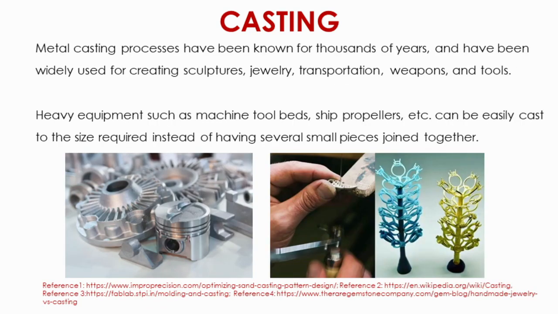Metal casting processes have been known for thousands of years. Human beings have been using casting processes since long ago, and they have been widely used for creating sculptures and jewelry. As you can see in the picture on the bottom right, these jewelries are made using castings. Then there are manufacturing parts, for example machine tool blades, propellers, engine parts, and also weapons and tools. All these parts can be manufactured using casting processes, so these are used in this type of industry.